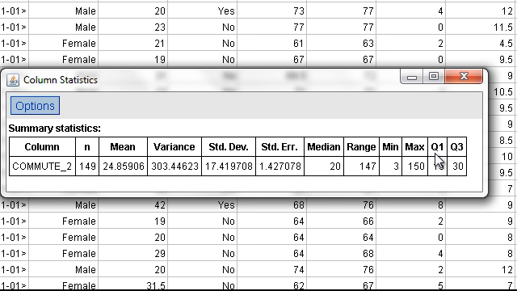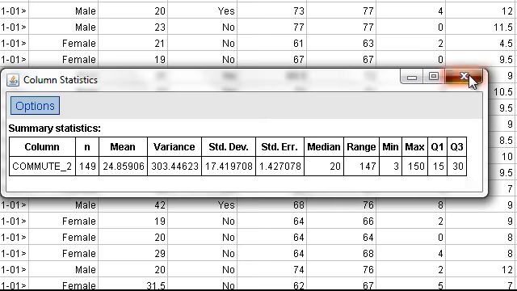It also computes Q1, which is the first quartile or the 25th percentile, and that's 15 minutes. So 25% of the people who took the survey had a commute time of 15 minutes or less, and by the same token 75% of the students who took this survey had a commute time of 15 minutes or more. Q3 is 30 minutes. So that means 75% of the students who took the survey had a commute time of 30 minutes or less, and 25% had a commute time of 30 minutes or more.